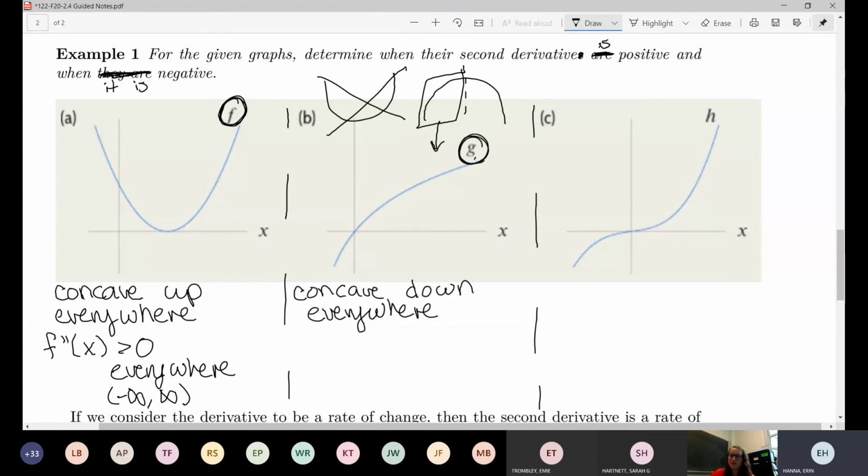Now this function's name was g, so we would say g double prime of x is less than 0 everywhere. And again, if you wanted to say negative infinity to infinity, that's perfectly fine, as long as it gets the point across that it's everywhere.